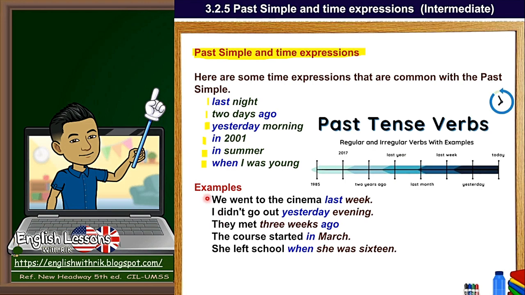We went to the cinema last week. I didn't go out yesterday evening. They met 3 weeks ago. The course started in March. She left school when she was 16.